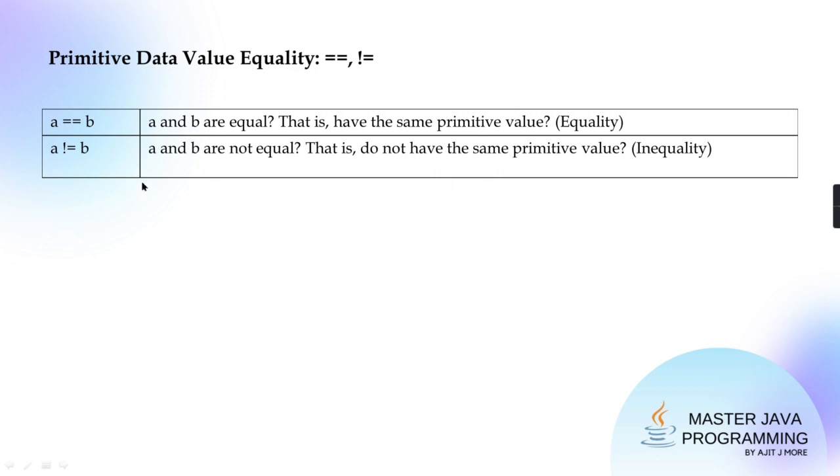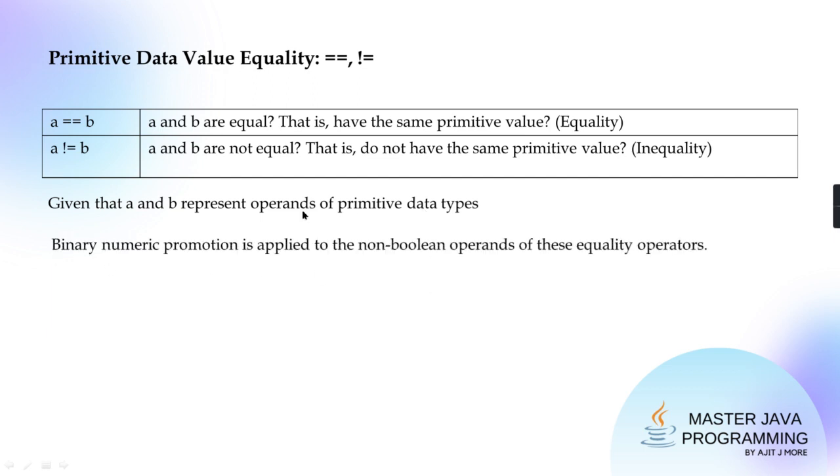Appropriate promotions are done, you know it. And A not equal to B means they don't have the same primitive value. Here remember, A and B represent operands of primitive data type. I have not written numeric data type, which I wrote in the previous slide. Here it is not numeric, it is primitive. If it is a non-Boolean primitive, are the appropriate promotions applied? Yes, binary numeric promotion is applied for non-Boolean operands.